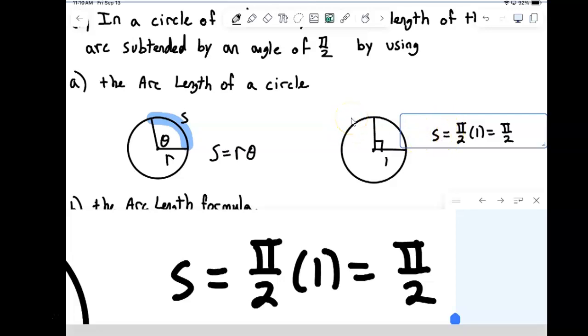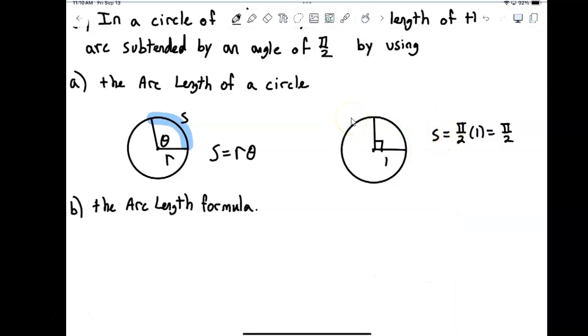Now we're going to do it using the arc length formula. And we're going to see that we also get pi over 2, but it's going to be a whole lot harder. But I just want to use this again as another example to verify that the arc length formula is actually working. So for arc length, we need to translate this circle of radius 1 into an actual equation.